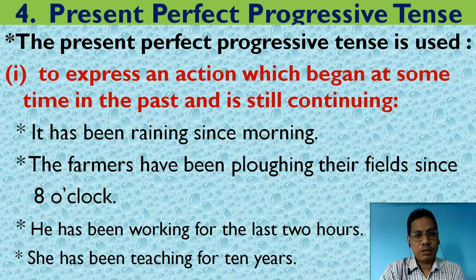Then let us come on with present perfect continuous tense. The present perfect progressive tense is used to express an action which began at some time in the past and is still continuing. It has been raining since morning and is likely to be going on at a future time even. It has been raining since morning. The farmers have been plowing the fields since 8 o'clock. He has been working for the last 2 hours.